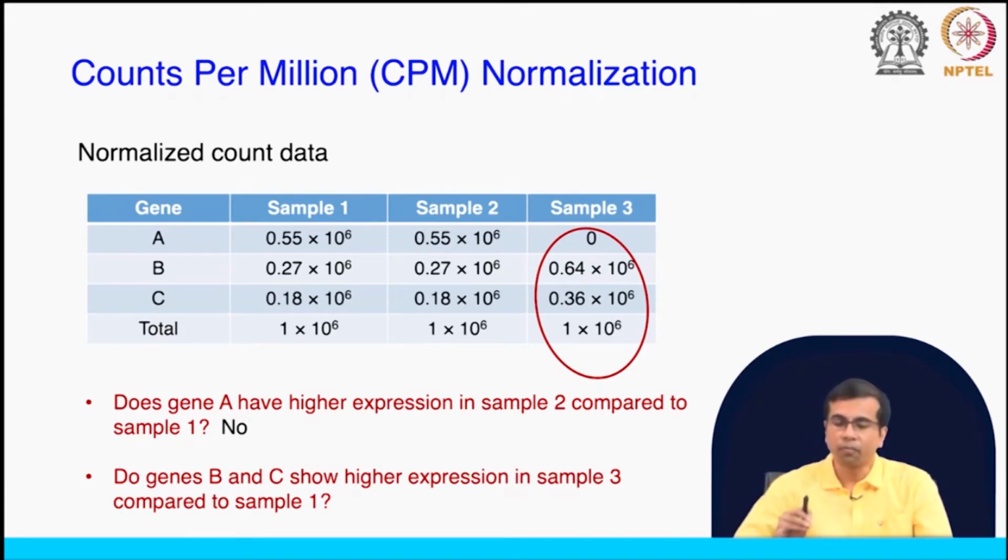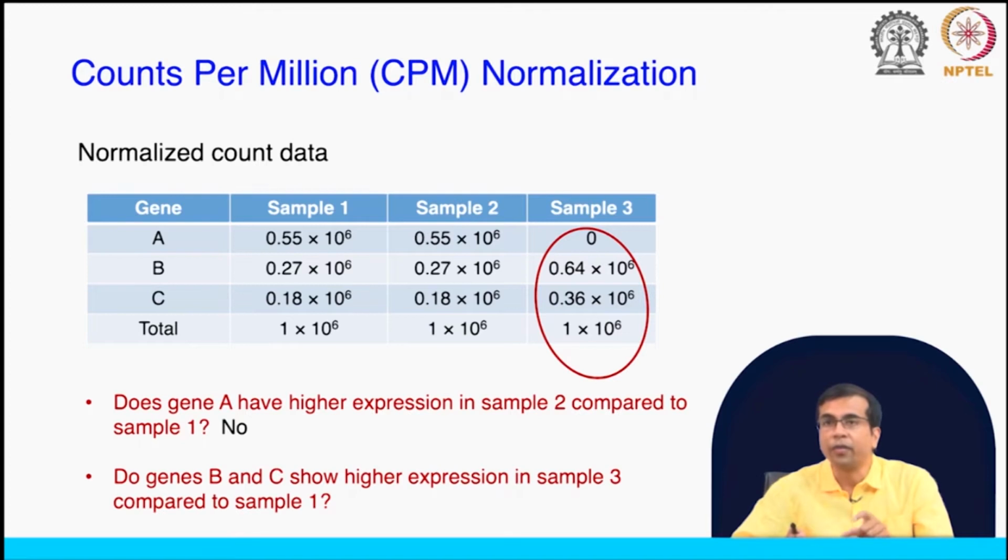Okay. So, it is set to 0. What it means is that the total number of reads that are available for sample 3 would be distributed between gene B and gene C. Okay. So, now what will appear is that gene B and gene C are showing higher expression in sample 3 compared to, for example, sample 1. Okay. So, this is the RNA composition bias.